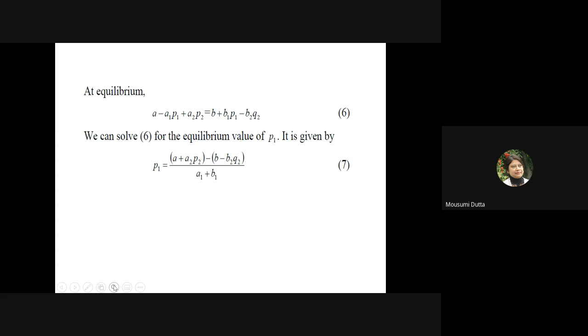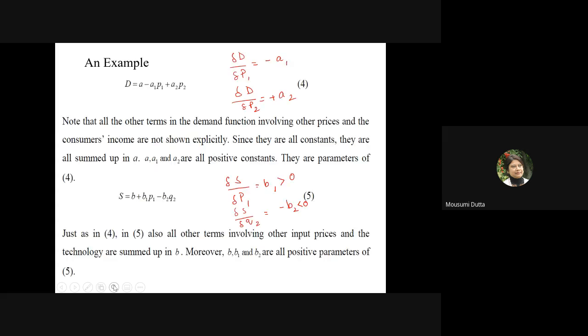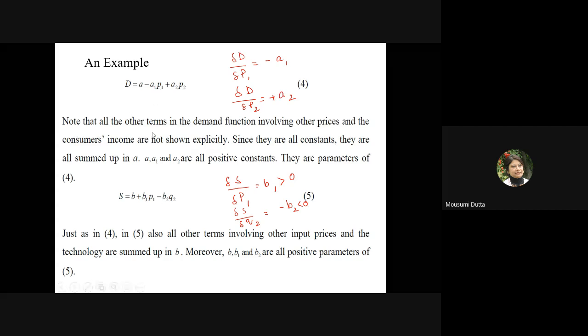Okay. Now at equilibrium, we will be able to equate both the demand and supply. If we go back, at equilibrium, this D is exactly equal to S. So we can equate this part with this part. Simultaneously solving that equation, that is A minus A1 P1 plus A2 P2 is exactly equal to B plus B1 P1 minus B2 Q2, we will be able to derive the equilibrium value of P1.